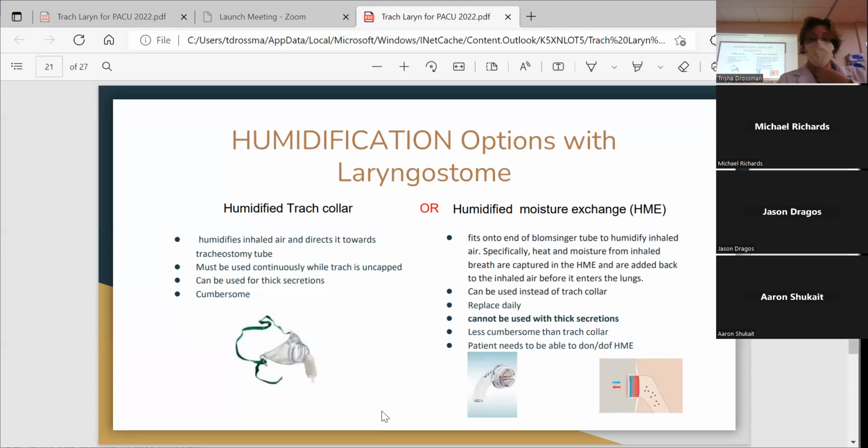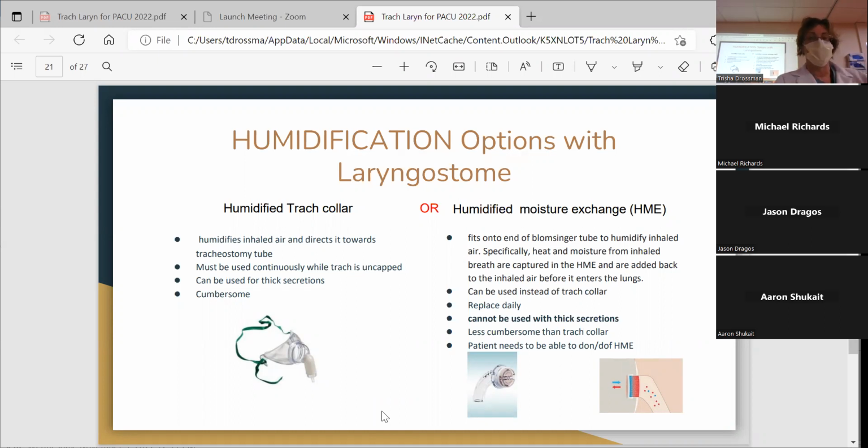The times that you can't use it is if the secretions are super thick and tenacious, and they plug the filtering capabilities of the HME. Then you have to use the humidified trach collar. You want to replace the HME once a day. So we always tell patients, if they can tolerate wearing the HME, the secretions aren't too thick, and they can handle putting it on and off and understand it, we use it.